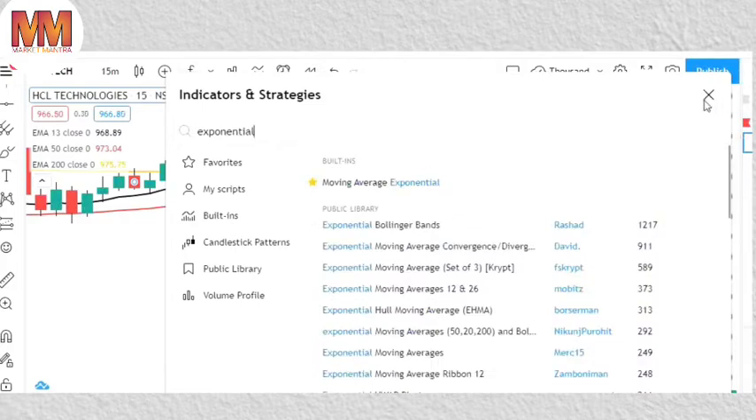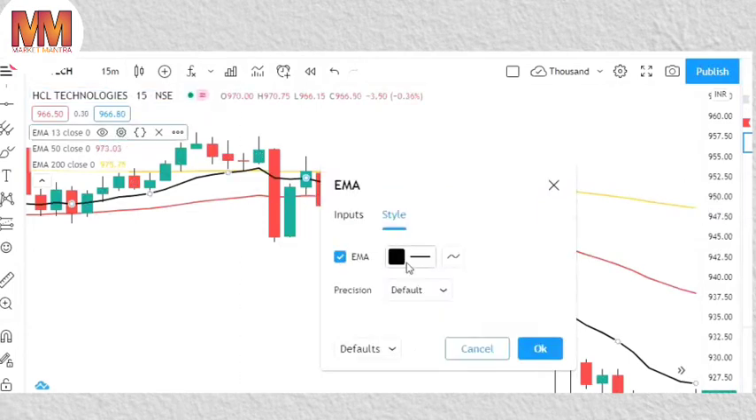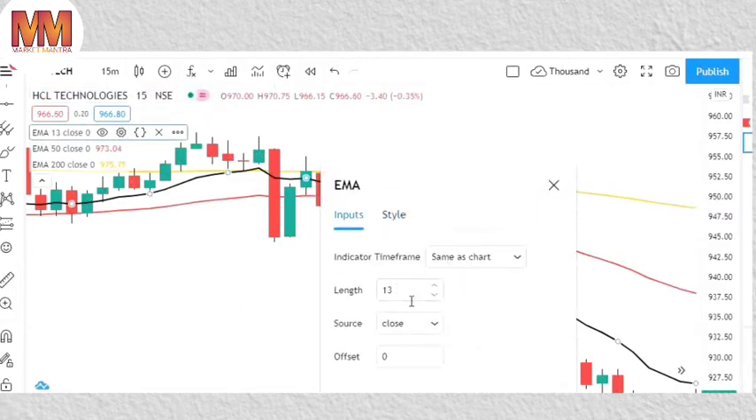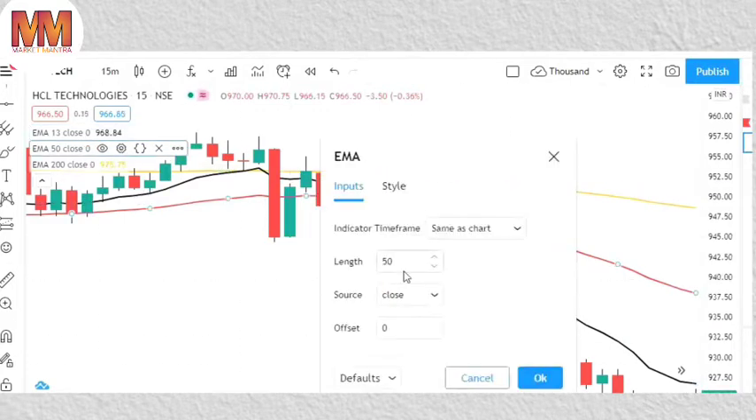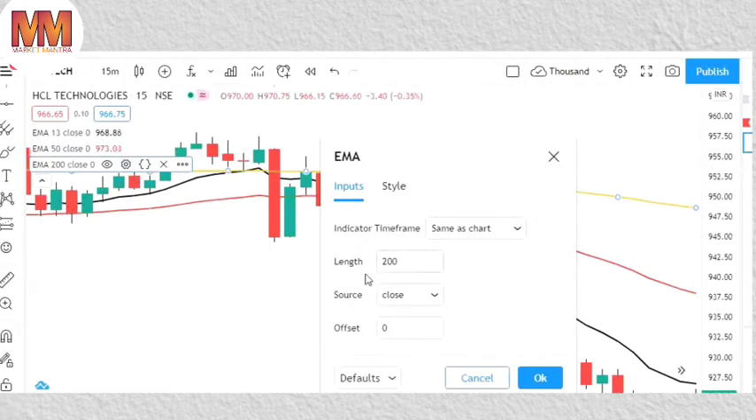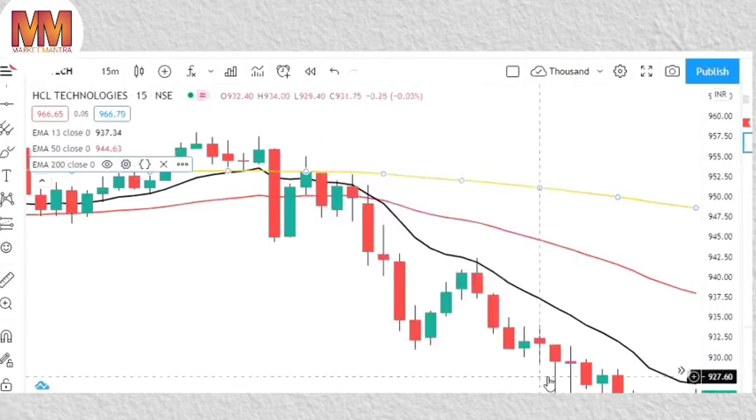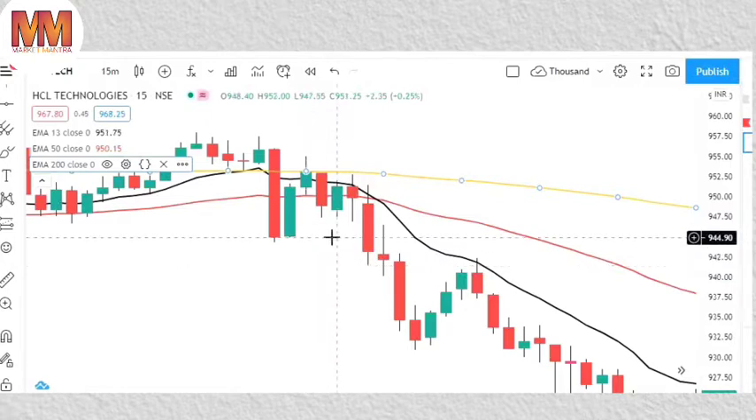Once you click this, you have to select it 3 times, because we need the same indicator 3 times over here. Once it is selected, go to the settings, and in inputs, by default it will be 9, so change it to 13 for the first indicator. For the second indicator, go to settings and change it to 50. It will be 9 by default in all the cases. And for the third indicator, change it to 200. Then click OK.